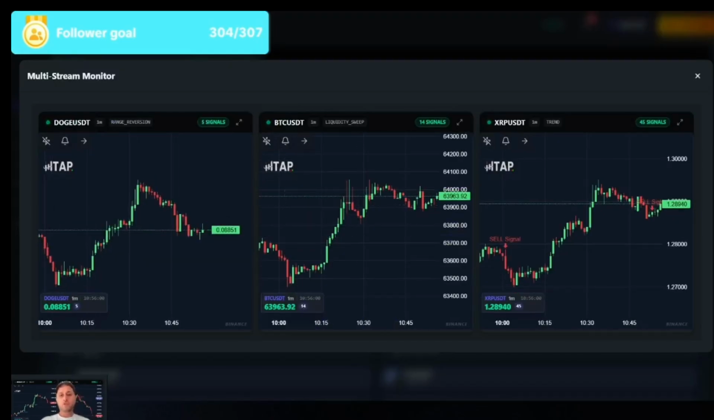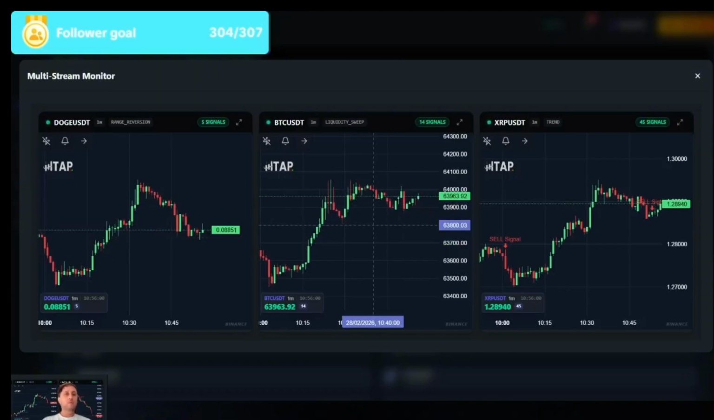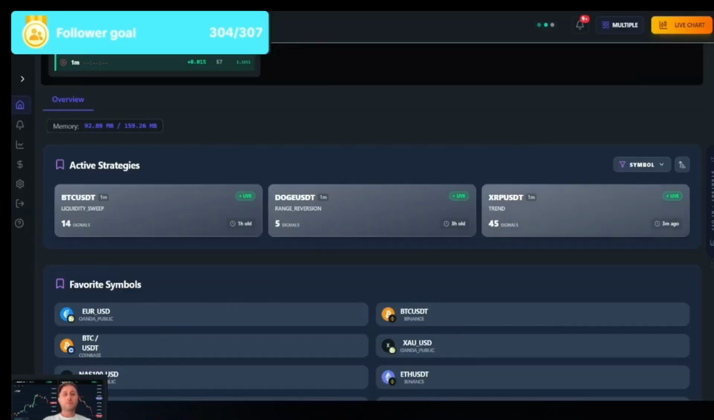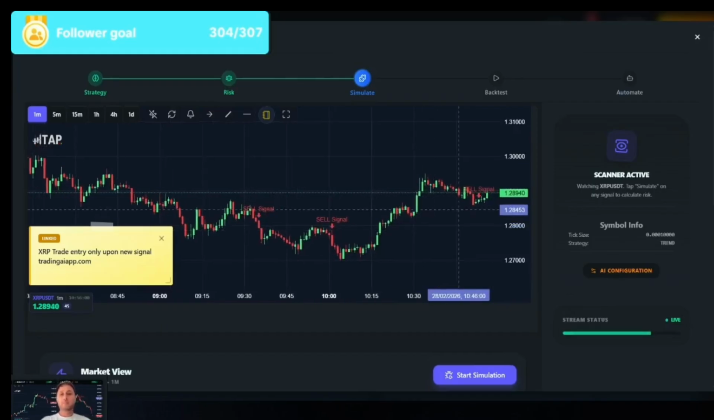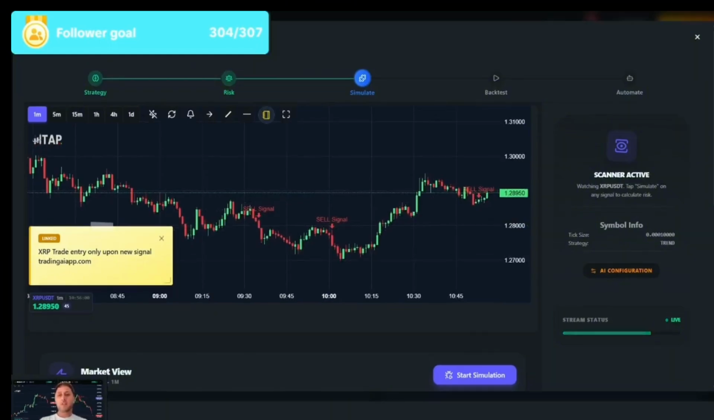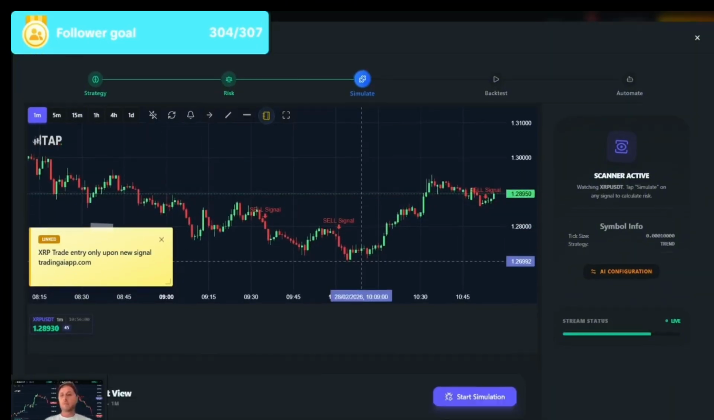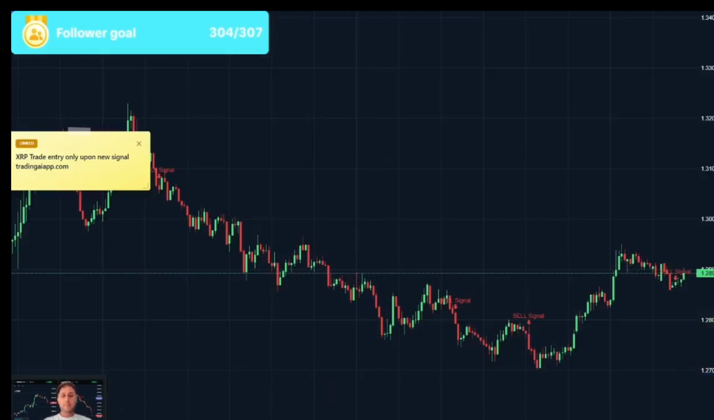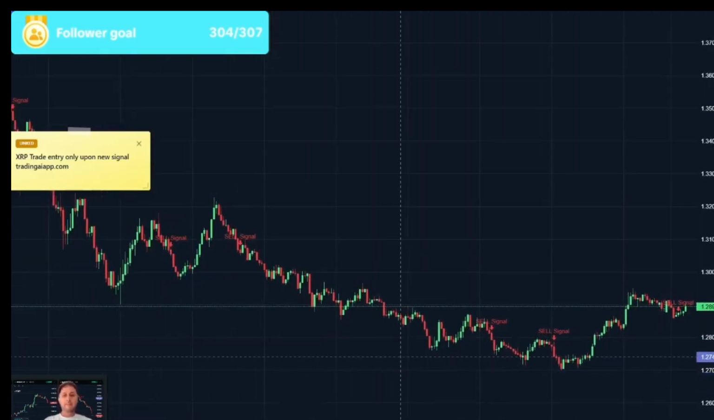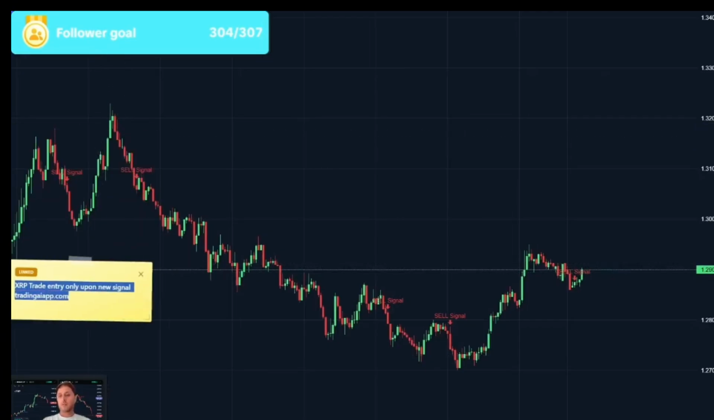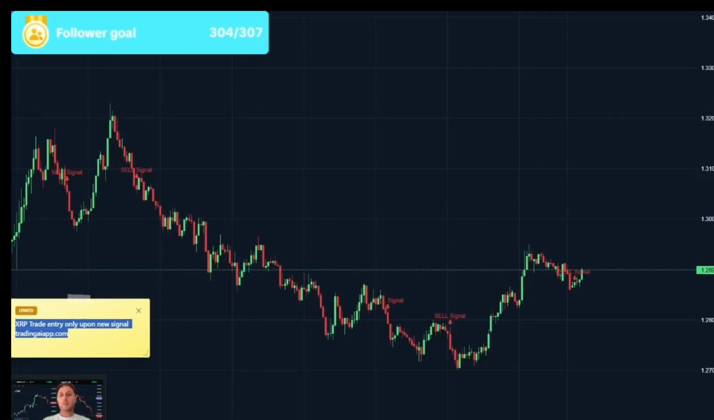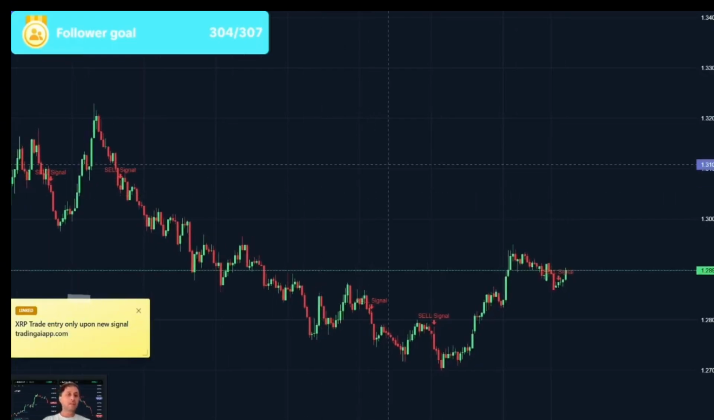Okay, which chart to put at the front? I will put XRP. Enlarge that so you can see everything perfectly fine. Let me move that message as well somewhere to here. Okay. That's it, my setup is done for now.